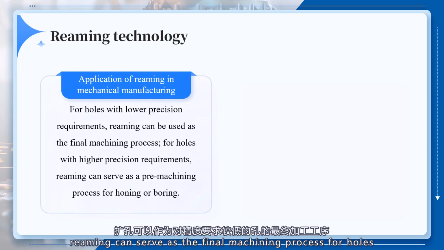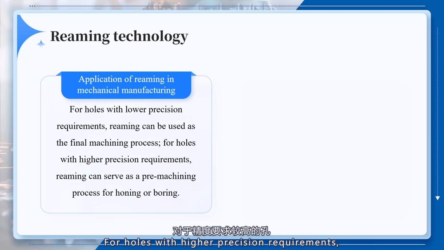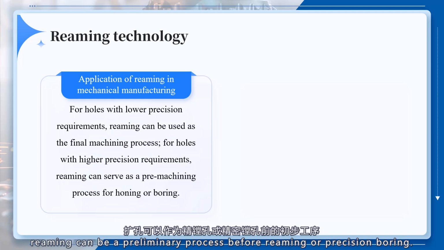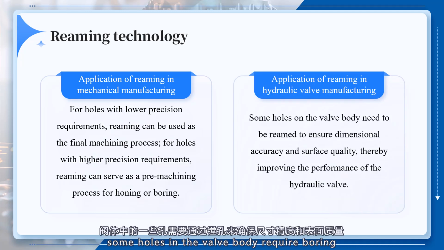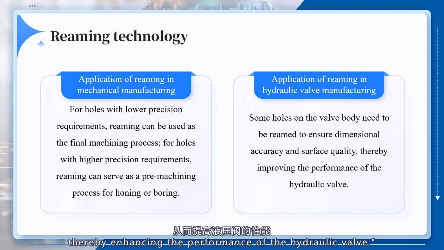Applications of boring. Boring is widely used in actual production. For example, in mechanical manufacturing, boring can serve as the final machining process for holes with relatively low precision requirements. For holes with higher precision requirements, boring can be a preliminary process before reaming or precision boring. In the manufacturing of hydraulic valves, some holes in the valve body require boring to ensure dimensional accuracy and surface quality, thereby enhancing the performance of the hydraulic valve.